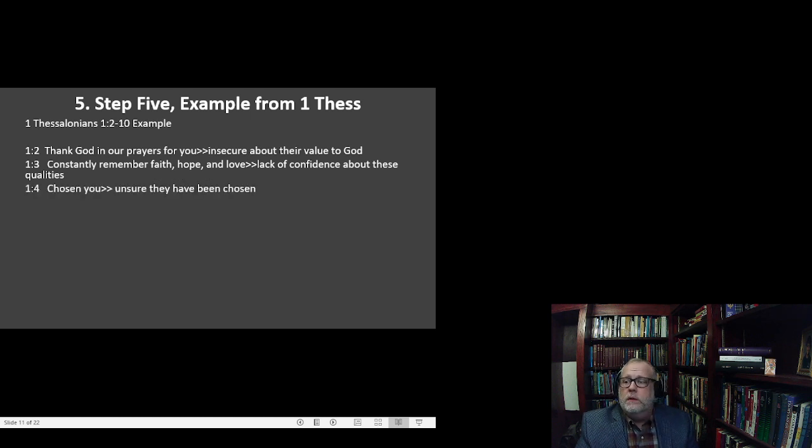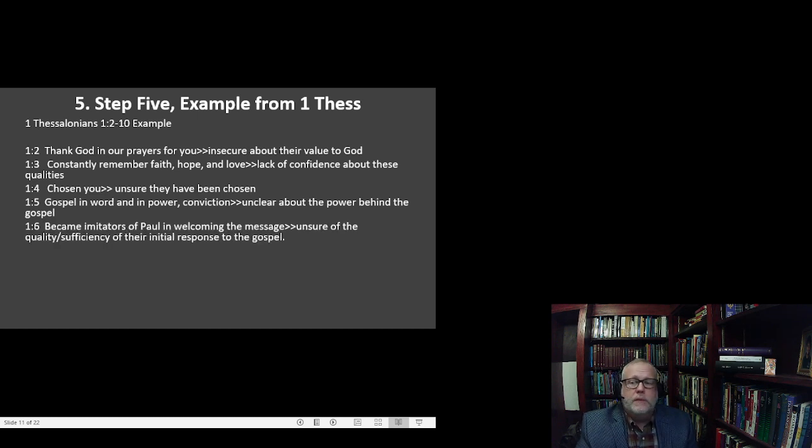Chosen you. Maybe they're unsure they've been chosen. Gospel in word and in power and conviction. Maybe they're unclear about the power behind the gospel. Become imitators of Paul in welcoming the message. They're unsure of the quality or the sufficiency of their initial response to the gospel. Become a model, or became a model.